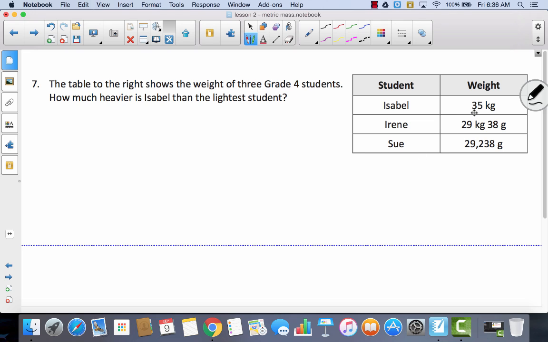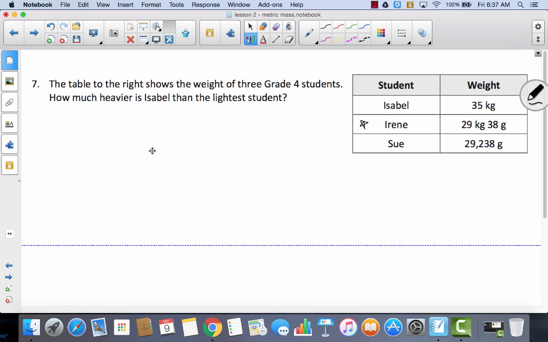Let's see here. So this would be 35. Well, we know it's not Isabel. So who is the lightest here between Irene and Sue? Let's think about how much Irene would weigh in grams. This is 29,038 grams. This is 29,238 grams. So which one would be the lightest? Well, Irene, not by a lot, but by a little bit.